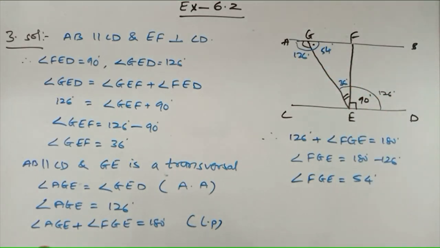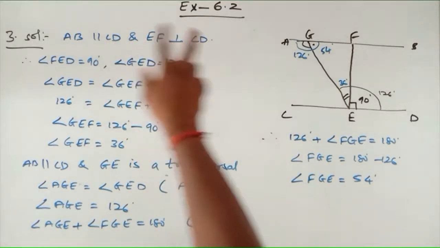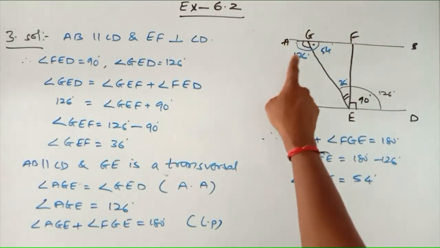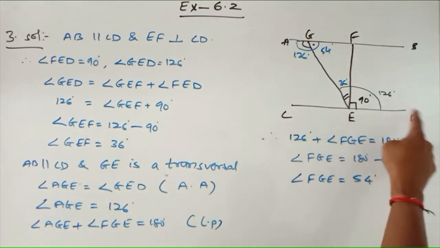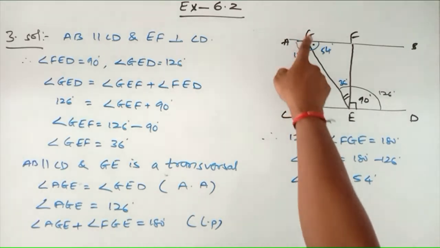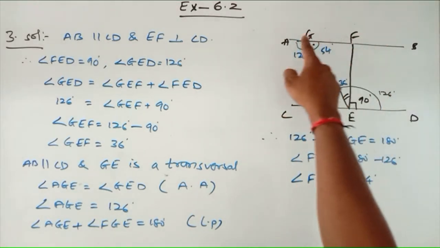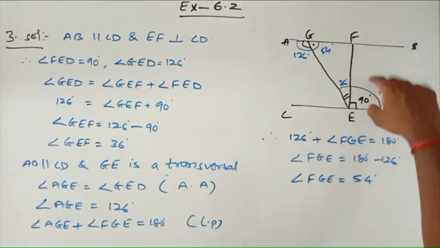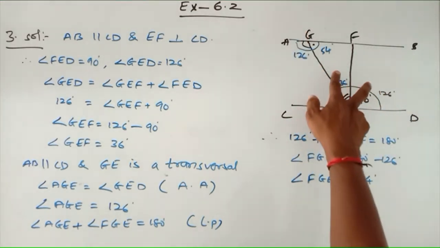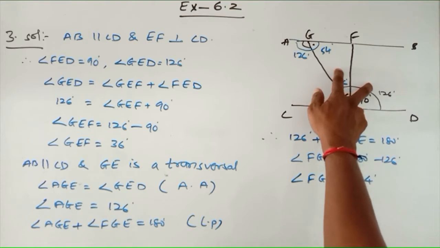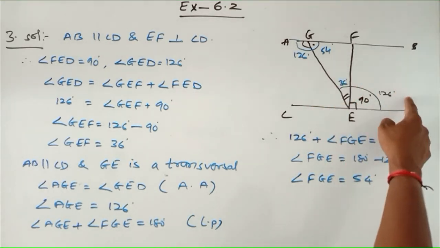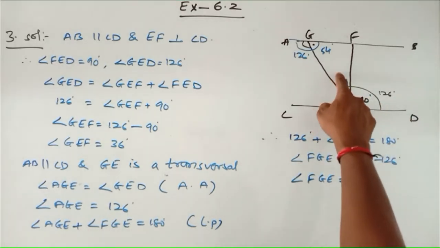So children, once again I am explaining this. AB and CD are two parallel lines and EF is a perpendicular line. Angle GED is given as 126 degrees. Now I have to calculate angle AGE, angle GEF and angle FGE. This one is 90. GED is the combination of these two different angles, and these two angles add up to 126. So 126 minus 90 is 36 degrees.